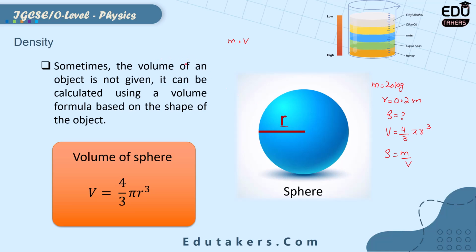So it's given here. The volume of an object is not given all the time. It can be calculated by using a volume formula based on the shape of the object. Here I consider the sphere and this sphere has radius r. So the volume of the sphere is equal to 4 over 3 pi r cube, where r is the radius, whose value should be given in the question. So you have to use this formula for the calculation of the volume of sphere.